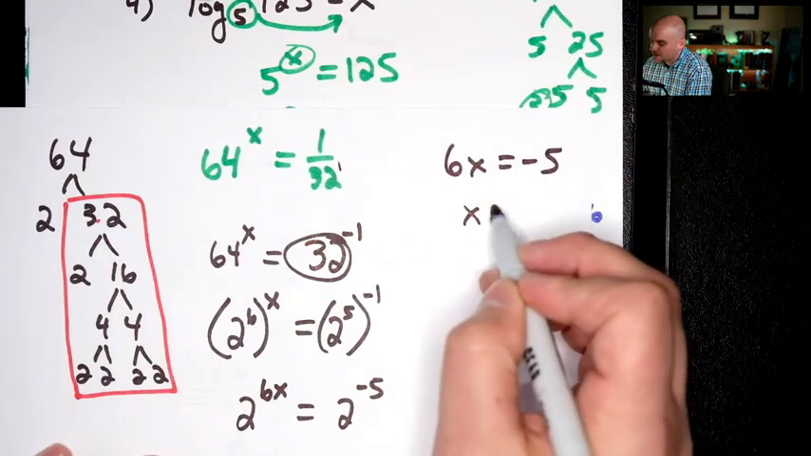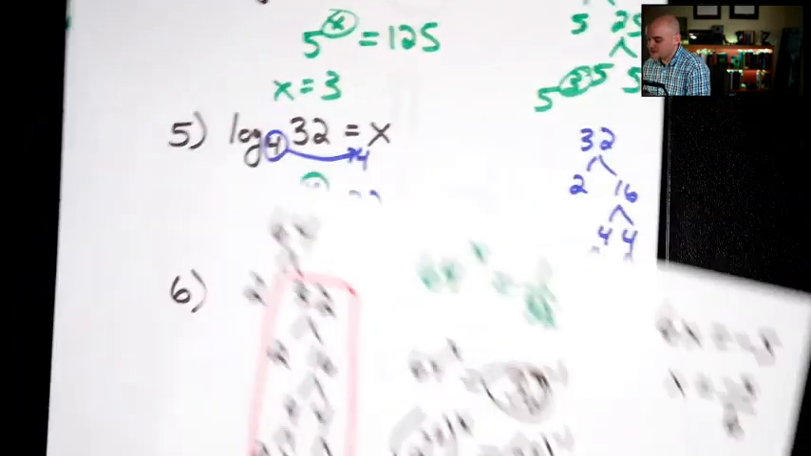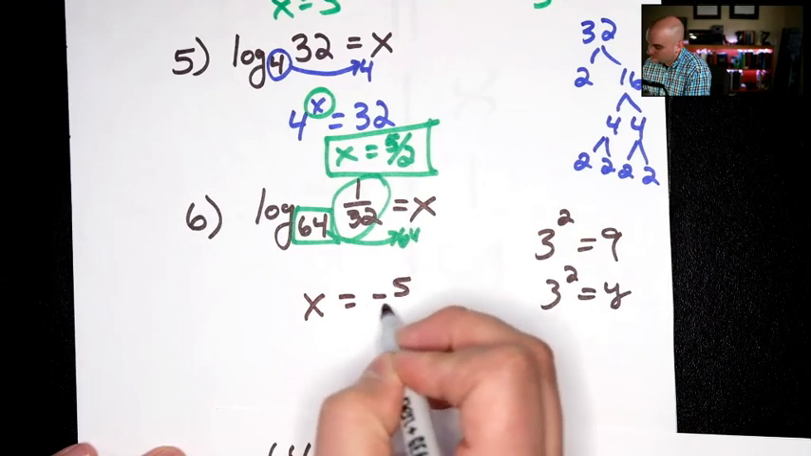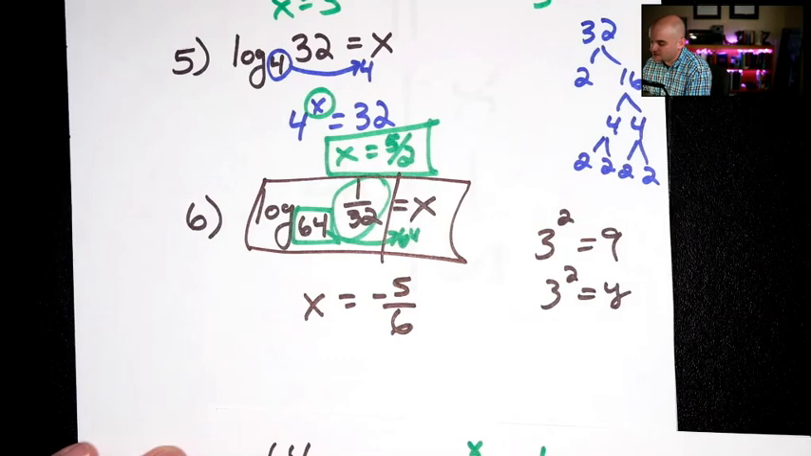And solving for x, I get x equals -5/6. So that is my value right here. This logarithm right there, even without the x there, is equal to -5/6. So those are some examples there.